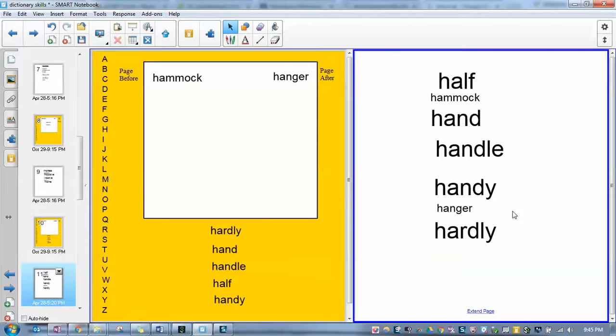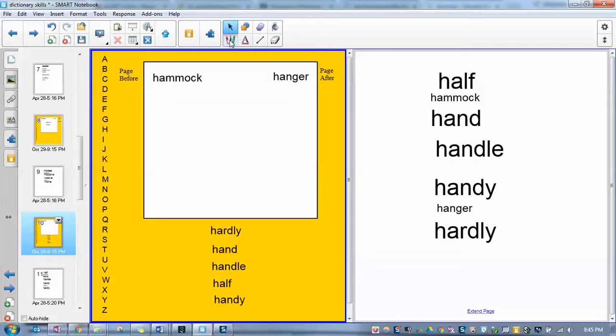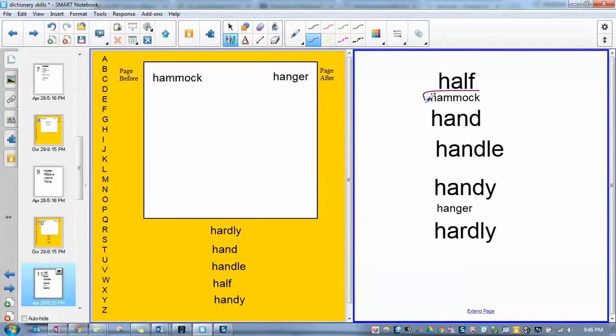So if I had to sort these, I could go back and I could box my guide words so that I know that if a word comes in between the two guide words, when I have them all alphabetized, then they would fall on the same page. If it comes before one of my guide words, then it would come on the page before, and if my word was after the second guide word, then it would be on the page after.